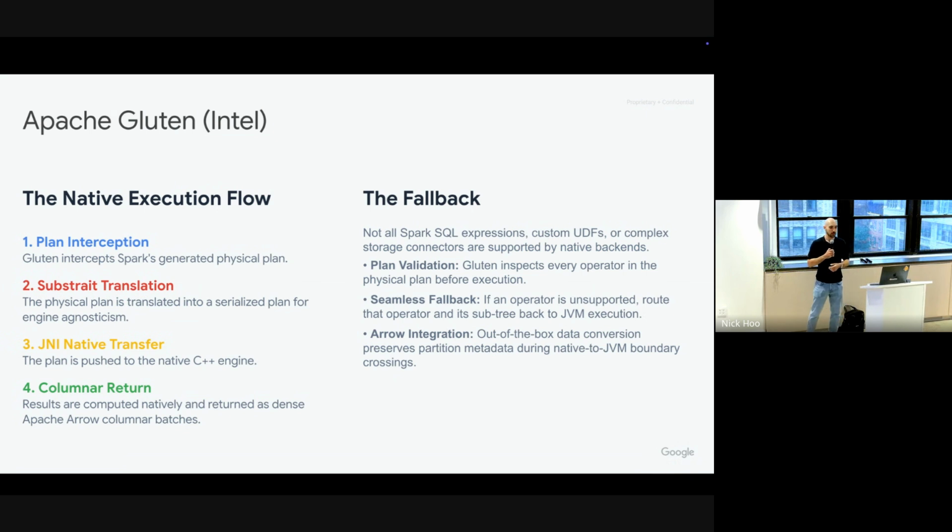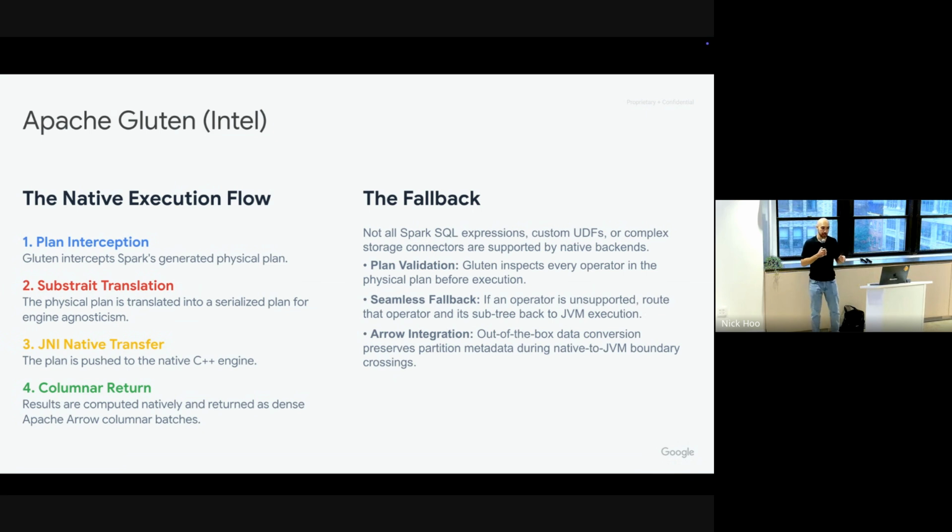Things like certain Spark SQL expressions just aren't supported yet. Custom UDFs, of course, can always be a headache, and there's a lot of variance in what you might see in there. Some complex storage connectors are not necessarily supported. So like I mentioned, there's some support for Iceberg, but there might be some others, or new ones, for instance, that just don't have rich support yet. So again, Gluten will inspect every operator, and it will know which ones it can push down and which ones it can't. For the unsupported ones, it'll just use the JVM.